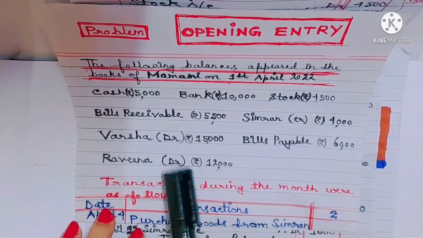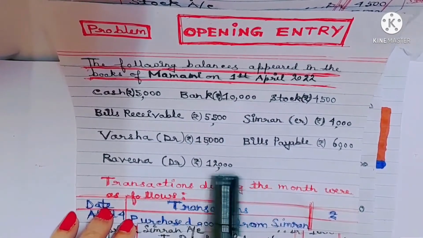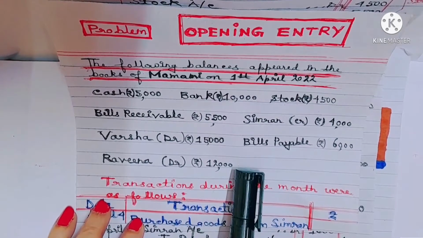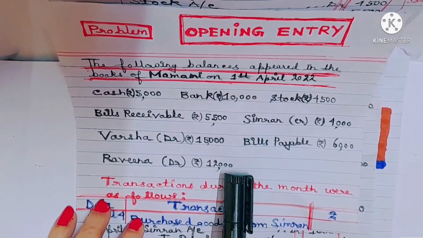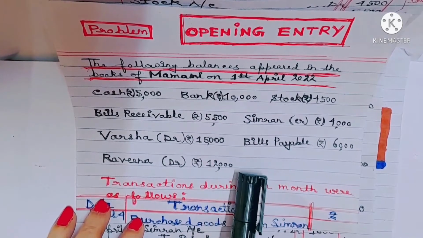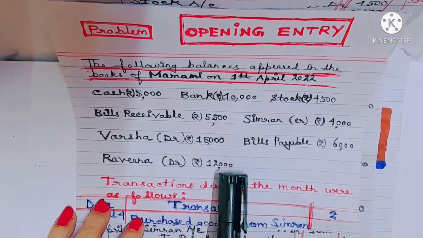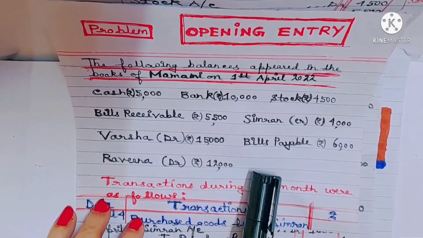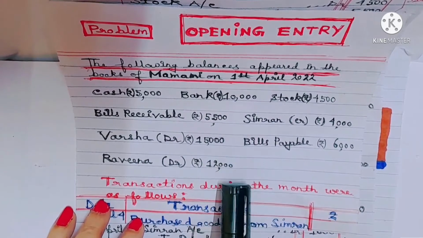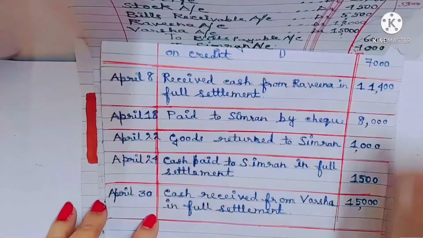See, Mamuni should have got from Ravina 12,000. So why is Ravina paying 600 less? Simple. Mamuni is allowing her 600 discount. How did we get 600? 12,000 minus 11,400. That means Mamuni is allowing her 600 discount.